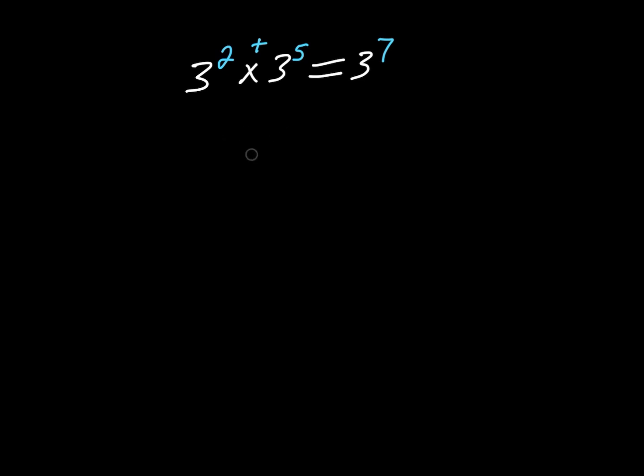Now, let's see, how do you divide numbers? And let's do the same example again. So 3 squared divided by 3 to the 5th power. And what is this going to equal? Now, there's another rule that is important to understand. It's called the quotient rule. It says when two powers with the same base are being divided one by the other, then we subtract the bottom exponent from the top.